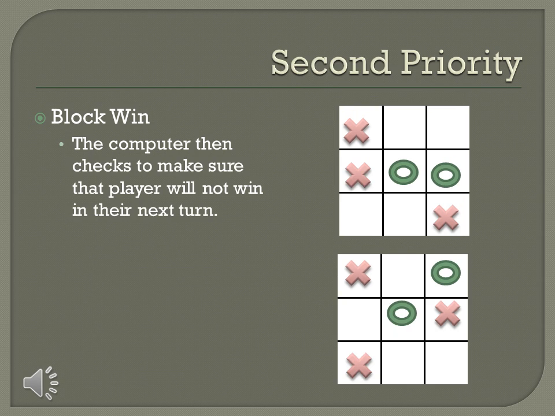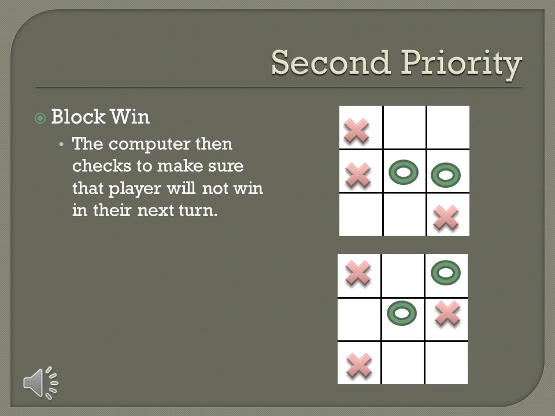The computer's second priority is to block a win. The computer looks for a possible win that its opponent has by checking each row, column, and diagonal for two opponent pieces, with the other space in the row being a blank. In the top right example, it would be the bottom left corner, or in the bottom right example, it would be the middle row in the far left. And once it sees these, it will place its marker there.